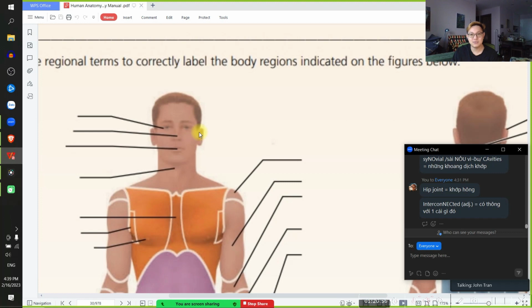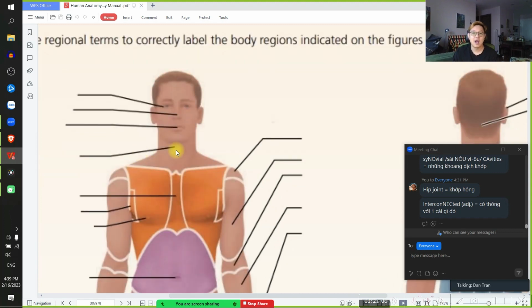It starts with an O. Otic. Otic, very good. Okay, how about the neck? Mental. No, mental is this one. How about this one? What's it called? Buccal, or buckle, yeah.